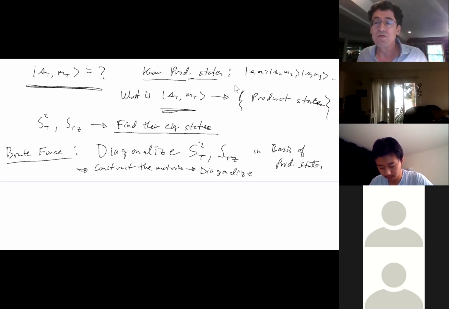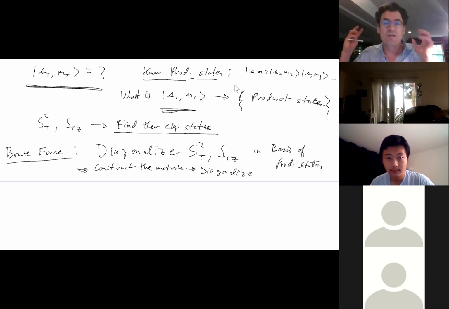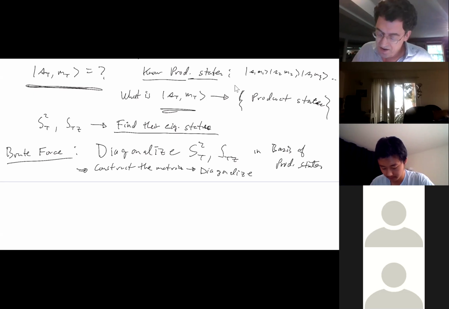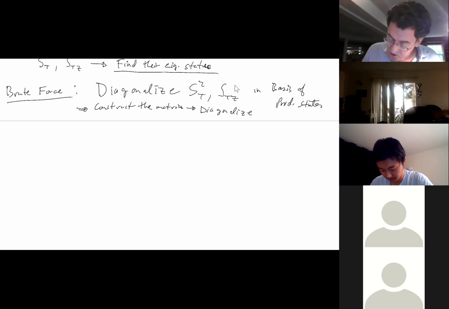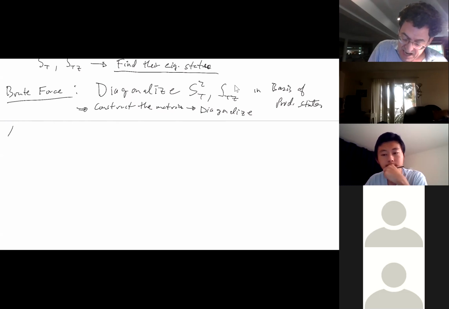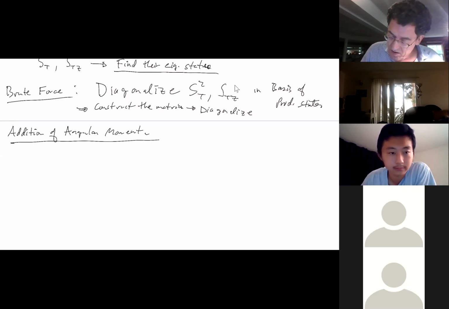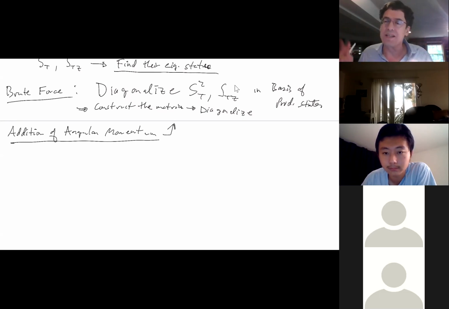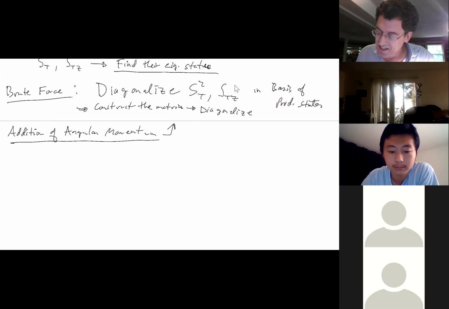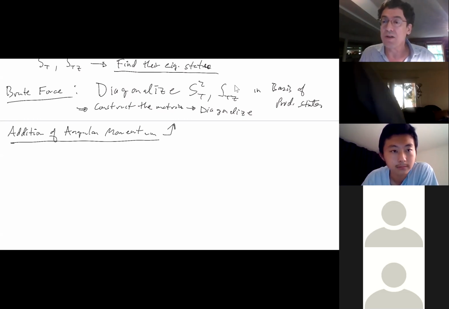Brute force. I like brute force. Get a big computer, write everything down, diagonalize the matrix, get the eigenstates, then you're done. So that is in some sense addition of angular momentum. That is what it is. It's just that. We're just finding the new states. It's just the diagonalization of the total angular momentum operators.